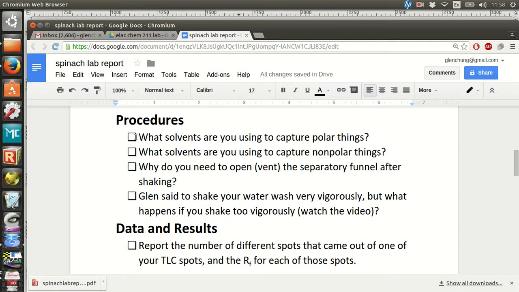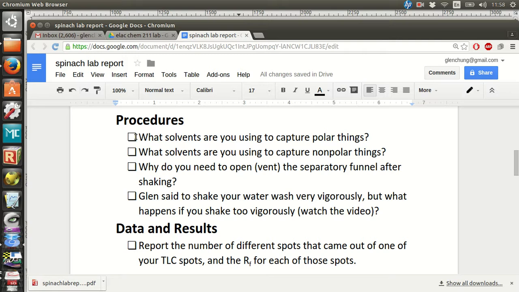So, for example, in your procedures, when you discuss the petroleum ether and the methanol that you'll use on the spinach, please mention what they are for. For example, we use petroleum ether to capture the nonpolar items, or we use petroleum ether to capture the polar impurities. So please do it that way so that I know that you know what each solvent is for. And then please answer the question somewhere in there why you need to open the separatory funnel after shaking.